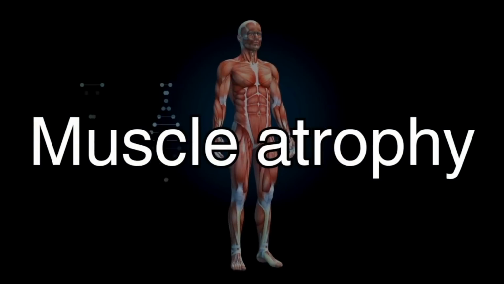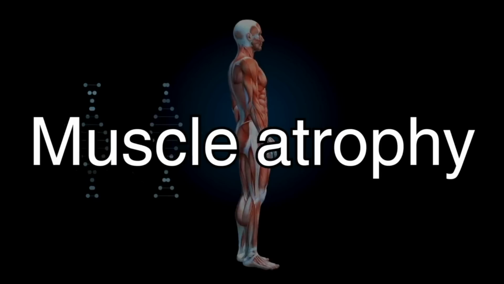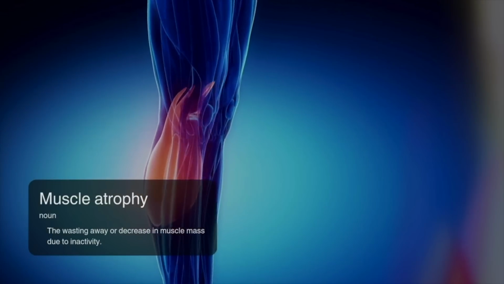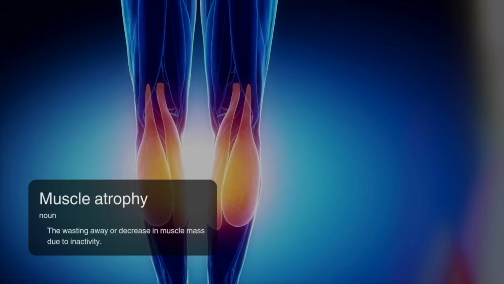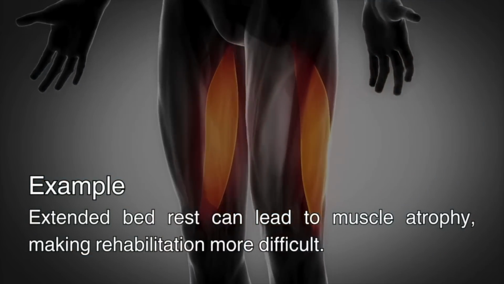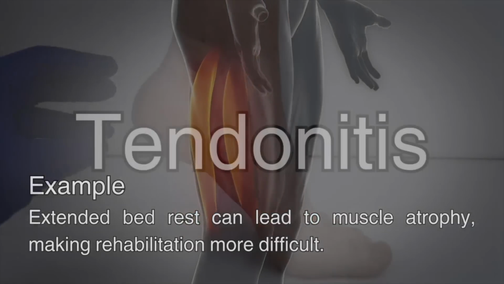Let's move on to our next term, which is muscle atrophy. Muscle atrophy. Muscle atrophy is the wasting away or decrease in muscle mass due to inactivity. Extended bed rest can lead to muscle atrophy, making rehabilitation more difficult.